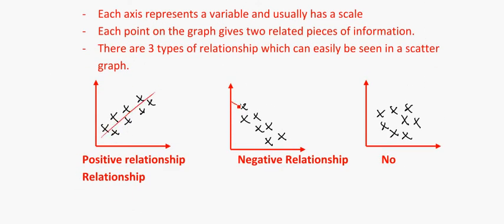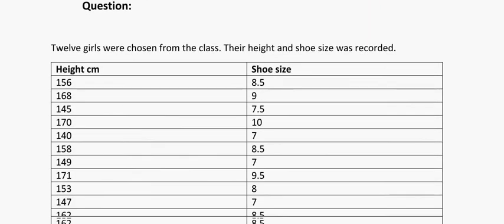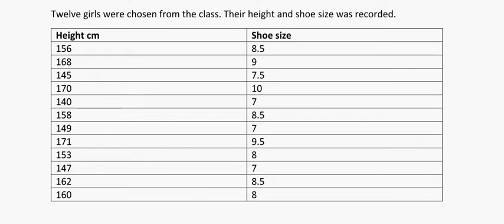A negative relationship would mean that the better you were at science, the worse you were at maths, and that generally wouldn't hold. And if you can't see any relationship, then one doesn't relate to the other. Okay, so let's try and draw one. So 12 girls were chosen from the class, their height and shoe size was recorded.